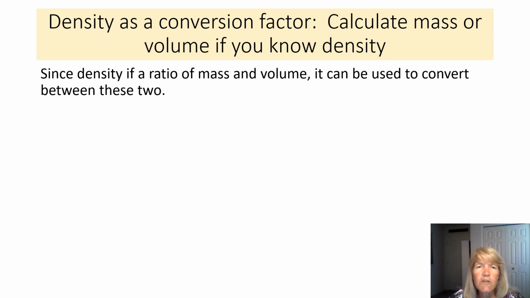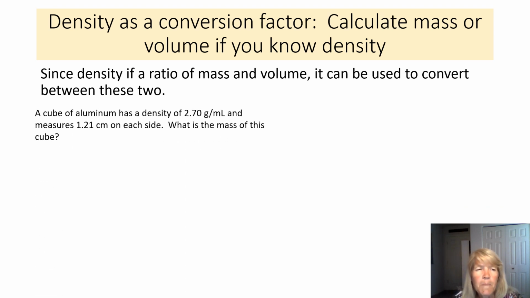We can also use density as a conversion factor. Sometimes you'll know either the mass or the volume, and you're trying to solve for the other, but you'll also know the density. And so the density can be used to convert between those two. Here's an example problem. A cube of aluminum has a density of 2.70. And you can always look these up. We have that table of densities, and so you can see in the table that it's 2.70 grams per milliliter.